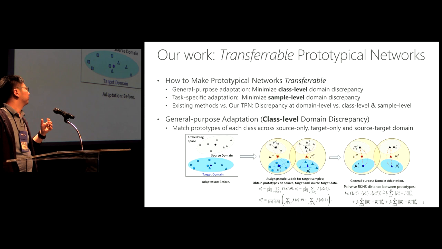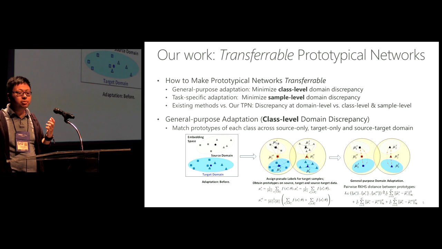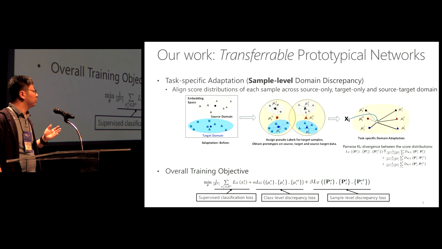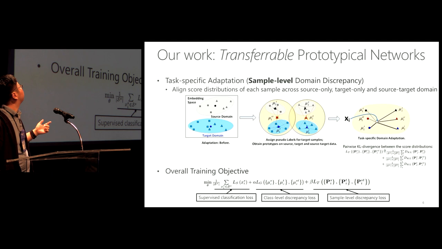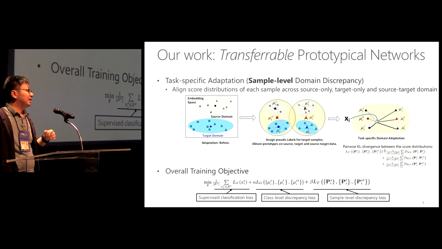And the general purpose adaptation only focuses on the similarity between the feature representations, but leaves the relations between samples and classifiers unexplored. So here we propose another adaptation mechanism, which is a task-specific adaptation. It minimizes the sample level domain discrepancy by aligning the score distributions for each sample across different domains.